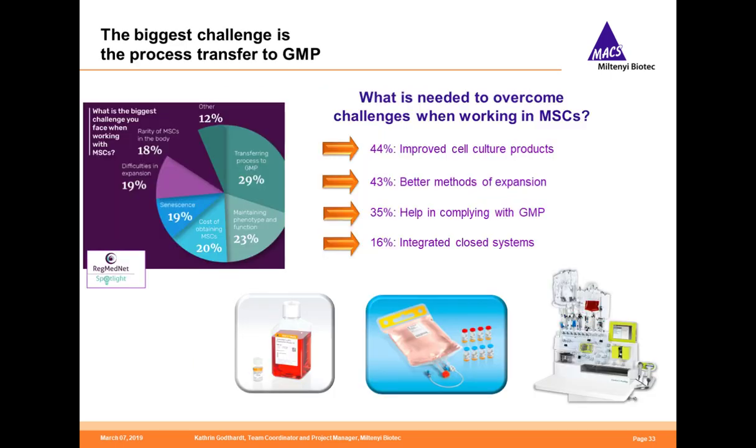So coming now to the summary, here we talk about the challenges which came up in the clinical field to transfer the process to GMP, for example, and what is really important at the end for the people in the field is the improvement of cell culture products, better methods for expansion, helping in complying with GMP and having an integrated closed system. And for all these things, we could show quite nice solutions by introducing our xeno and serum-free cell culture media, and also to provide the closed adherent cell culture process using the Clinimax Prodigy.